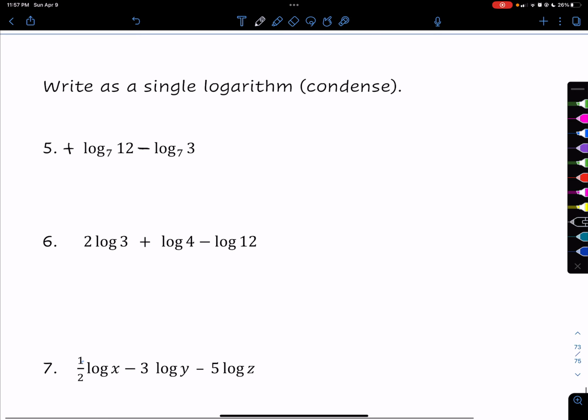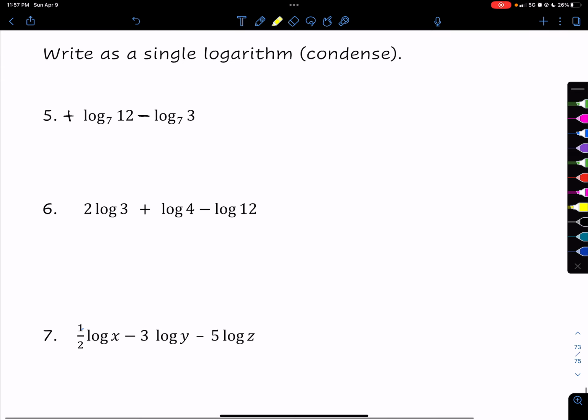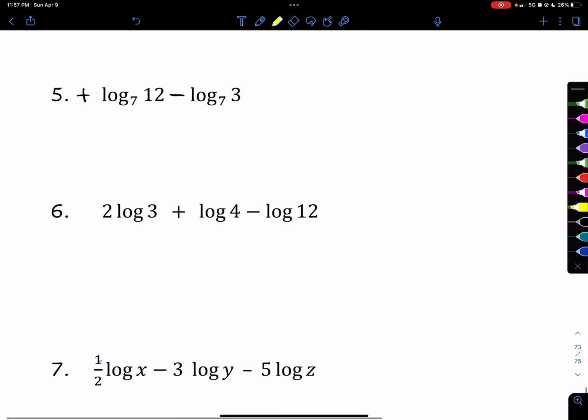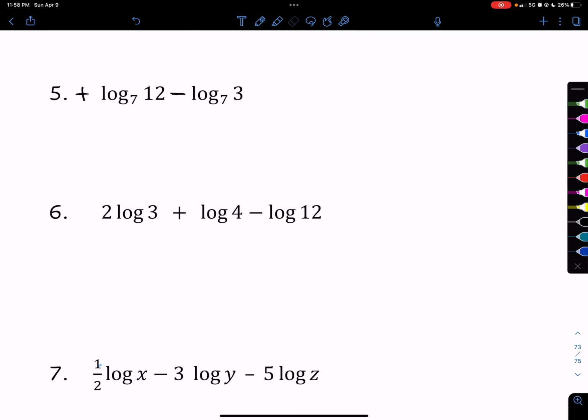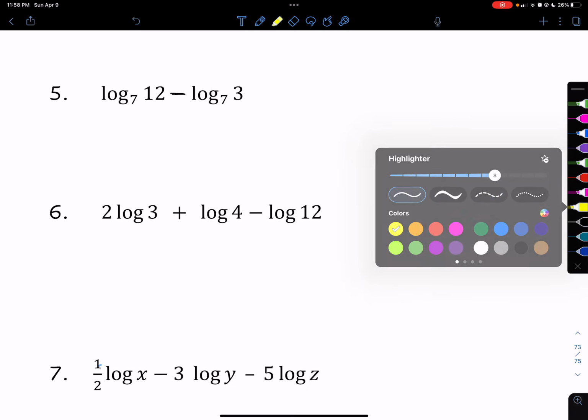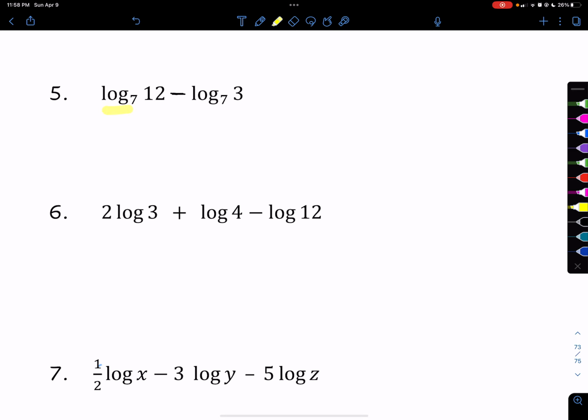Again, looking at them all, seeing if there's any product property, quotient property, power property, and even considering if we have to do conversions between radical and rational. All right. Number 5, write as a single logarithm, we are going to condense it. First off, when we're condensing, they will have to have the same base. I'm looking at these, and they both have log base 7. So I know that I can condense these.